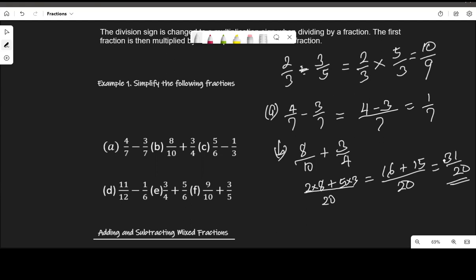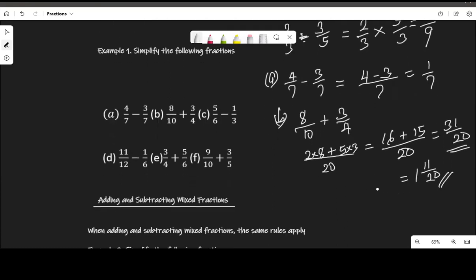If you want, because this is an improper fraction, we can divide this by 20. So that will turn this to a mixed number. 31 divided by 20 is 1, remainder 11. There will be one whole number, 11 over 20. That is the solution to that.